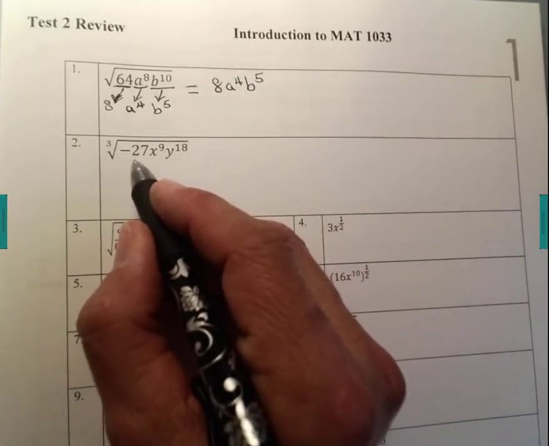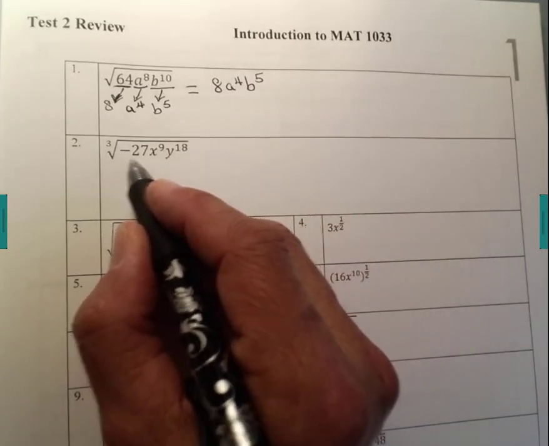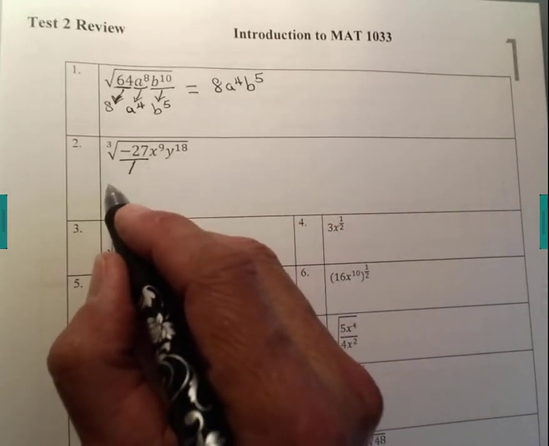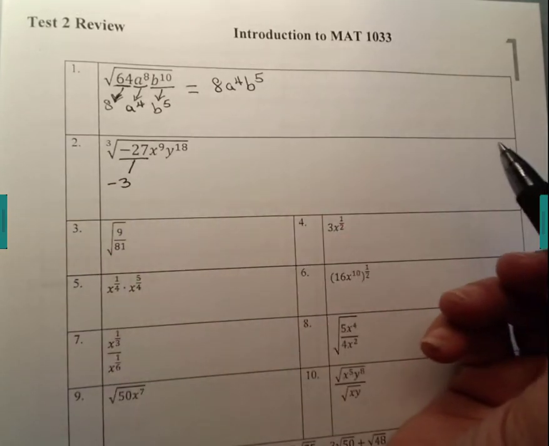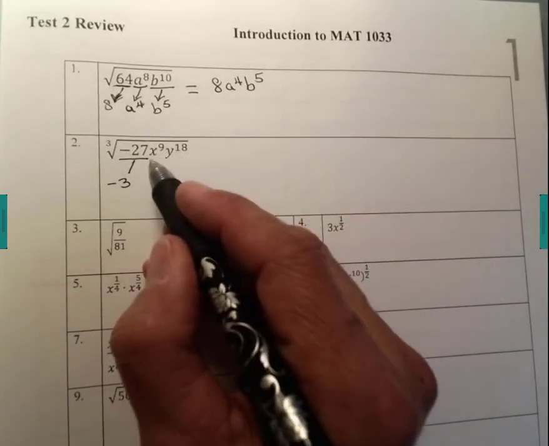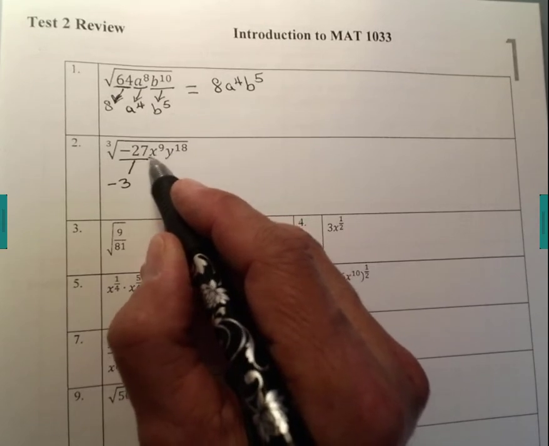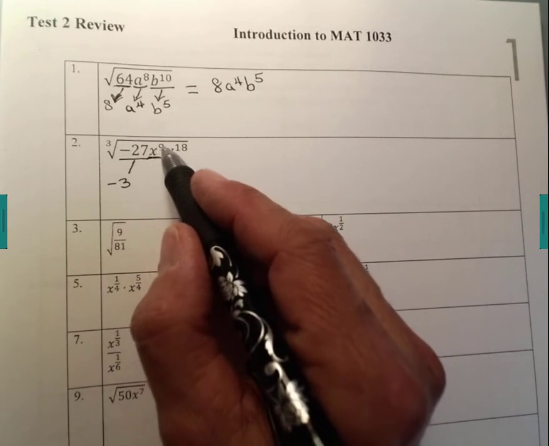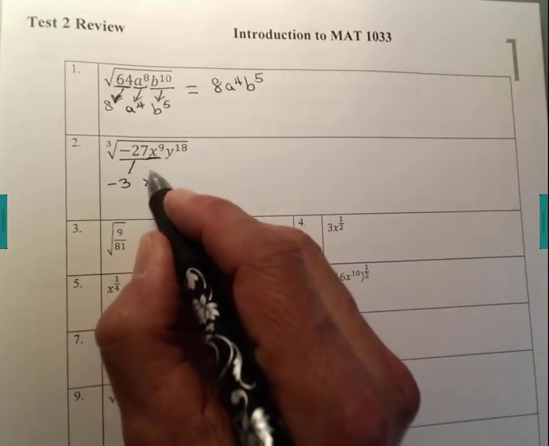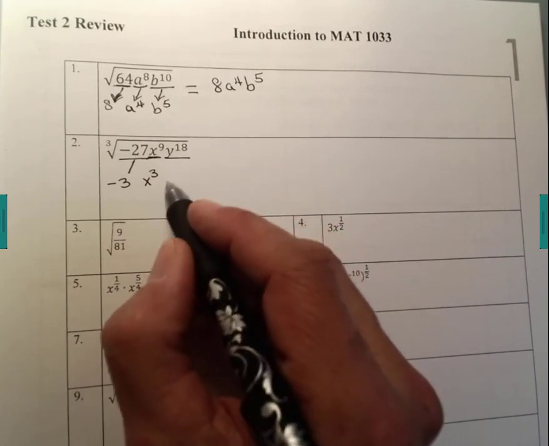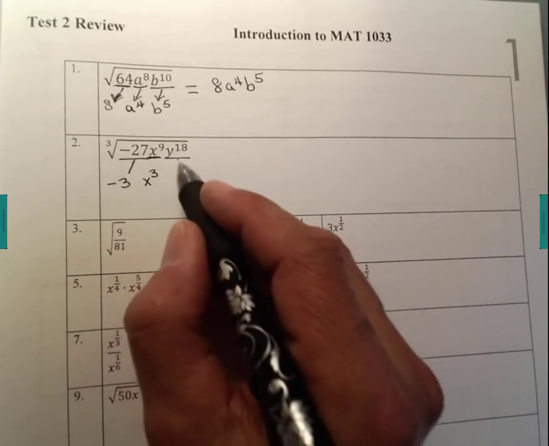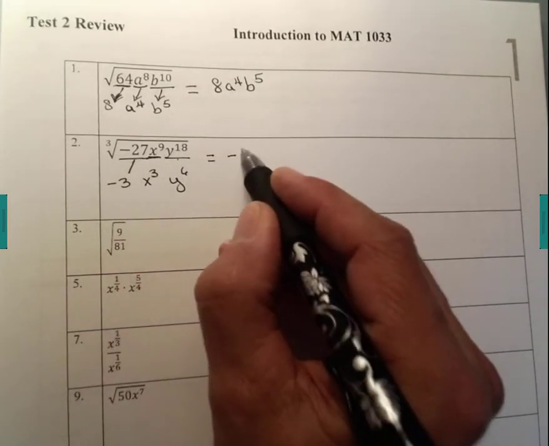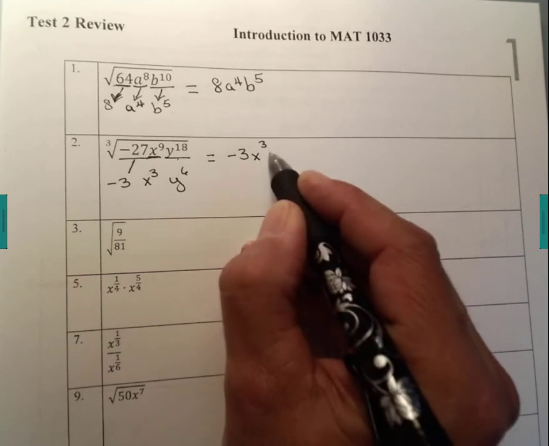So when I look at 27 and I check my cubes, I realize that 3 times 3 times 3 is 27. So the cube root of negative 27 would be negative 3, since negative 3 times negative 3 times negative 3 is negative 27. Now do the same thing I did with the exponents before. I simply divide them by the index over here. So x to the 9th divided by 3 is going to give me x cubed. And 18 can be divided by 3 too. So y to the 18th divided by 3 is going to give me y to the 6th. So my answer is going to be negative 3 x cubed y to the power of 6.